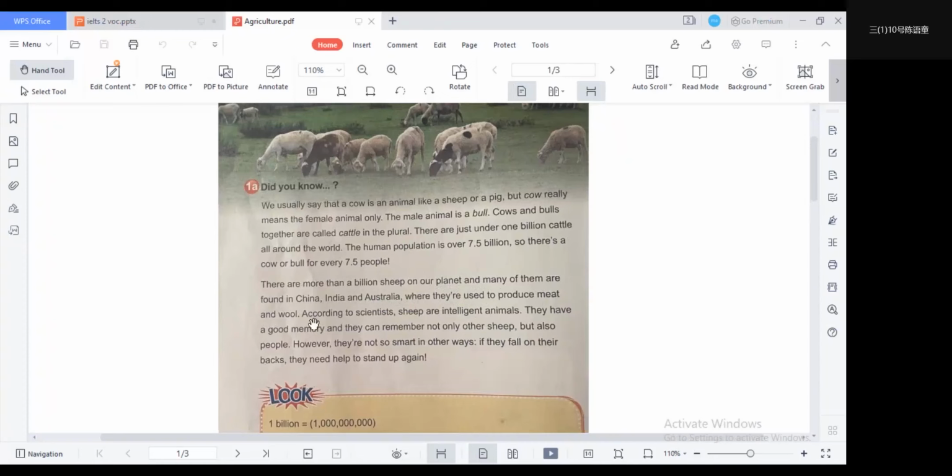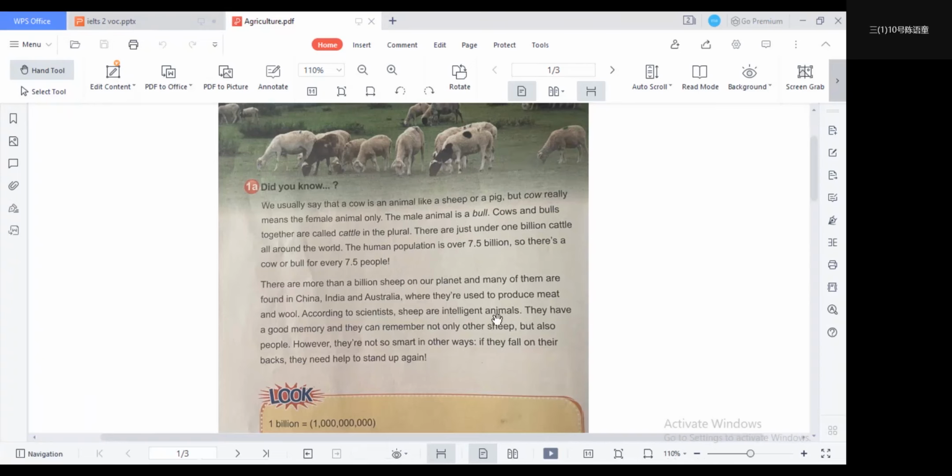According to scientists, sheep are intelligent animals.